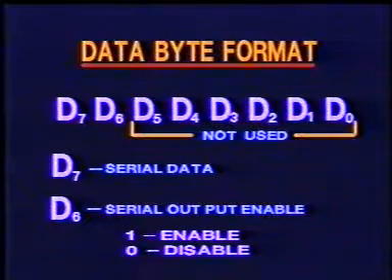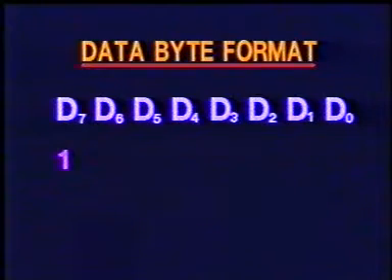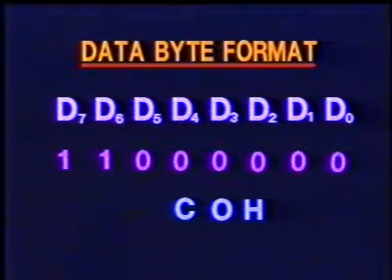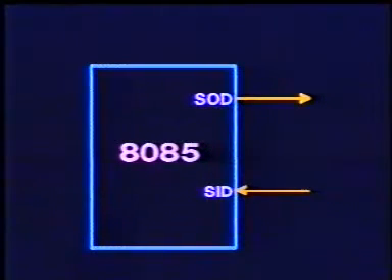To send a 1 through the SOD pin, the data byte pattern would be 1 1 0 0 0 0 0 0, that is C0H. The program segment sends out the 1 bit through the SOD pin. The program segment sends out a 0 bit through the SOD pin. The SID pin can be used to receive serial data. The RIM instruction is used for this purpose.